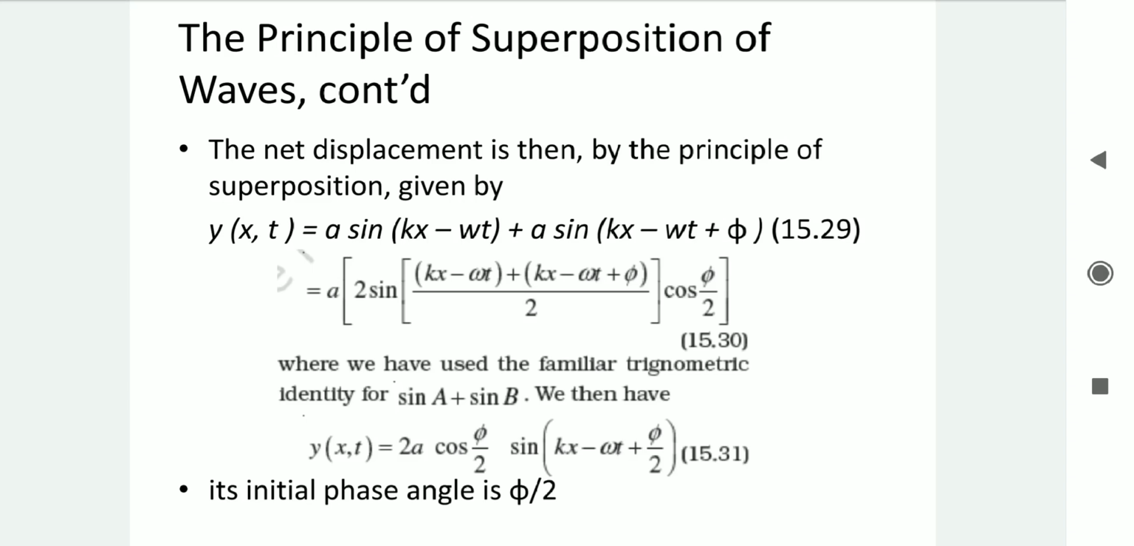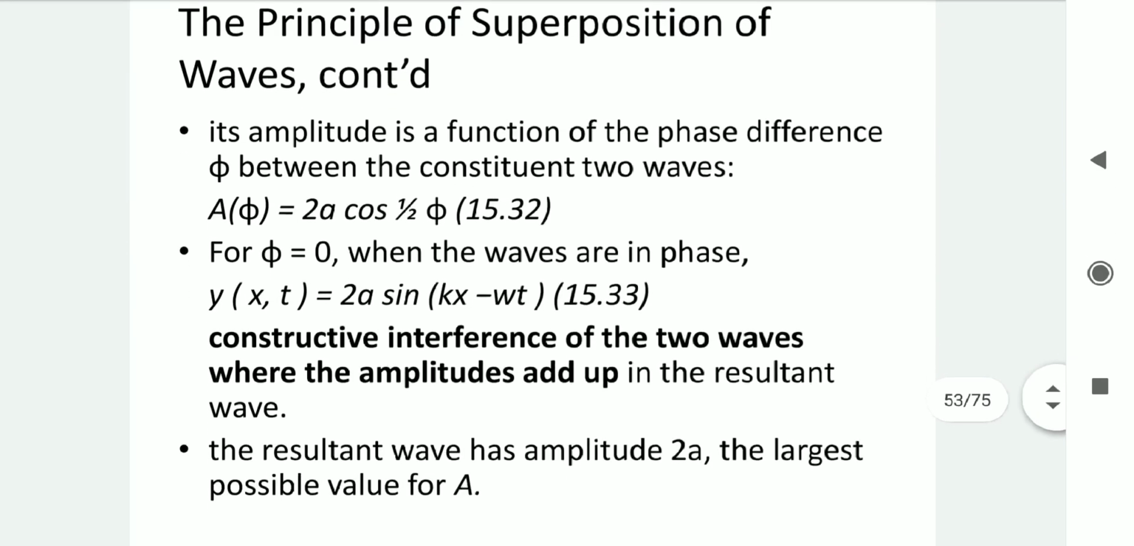Now for phi equal to 0, we have y(x,t). If phi is 0, then cos 0 is 1. Then y(x,t) equal to twice a sin(kx minus omega t). By substituting phi equal to 0, the result gives constructive interference of both the waves, where their amplitudes are added in the resultant wave.